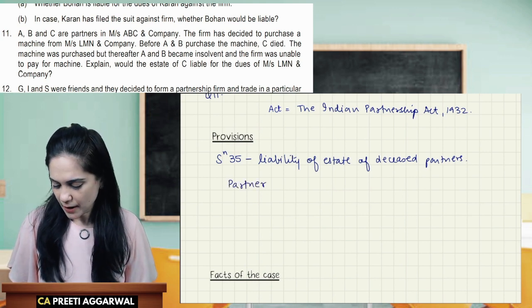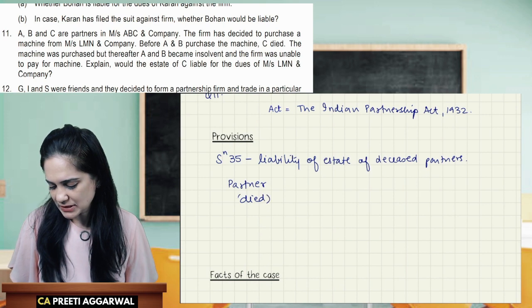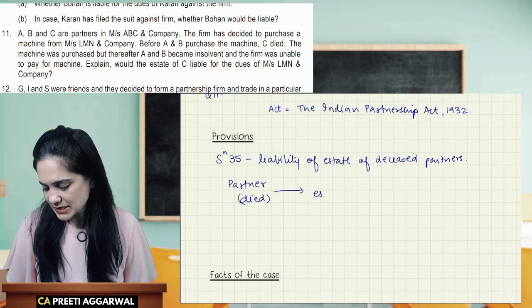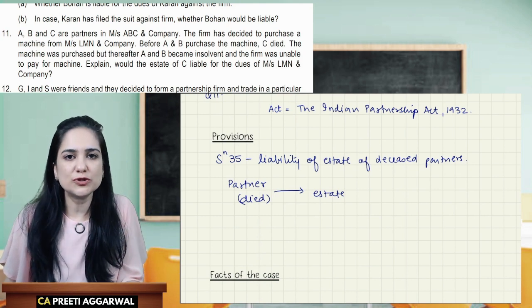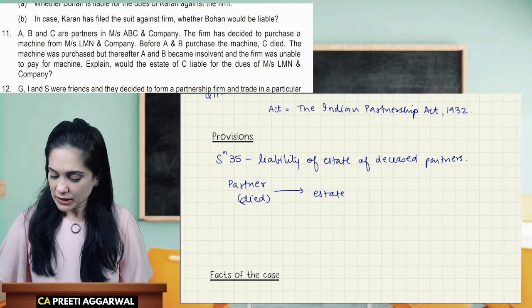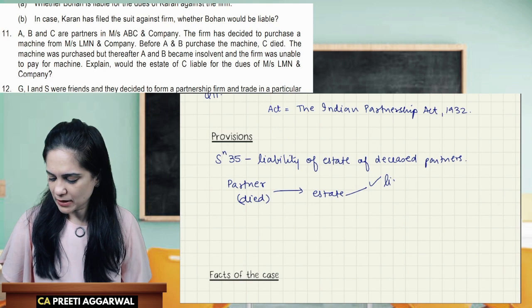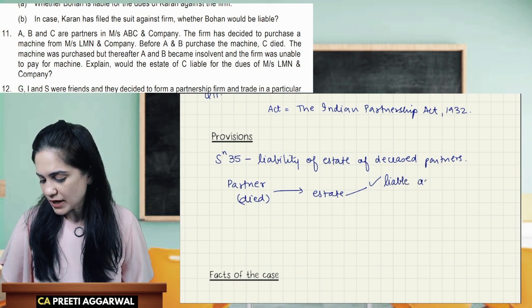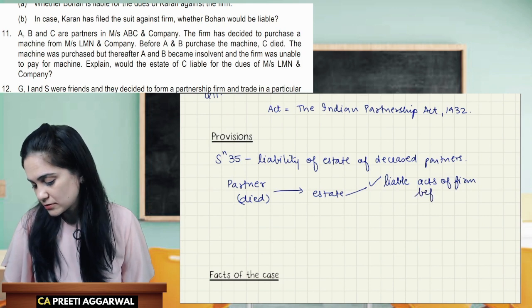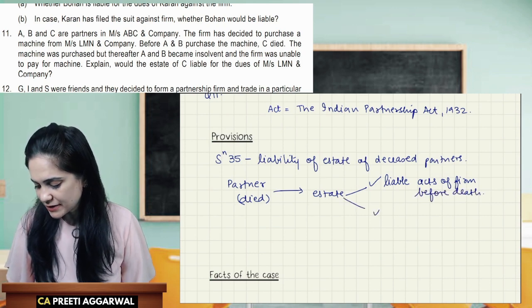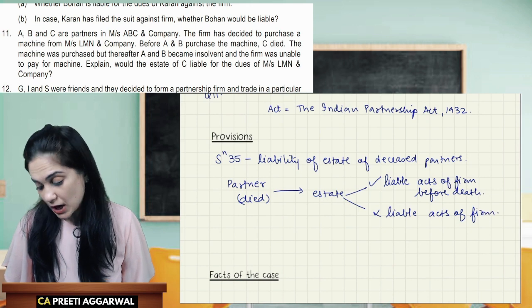Yes, partner died. Now what happens is that his estate, here we are only writing the theory, we are not giving any solution, we just want to write something general. The estate will be liable for acts of the firm before death, but the estate will not be liable for acts of the firm after death.